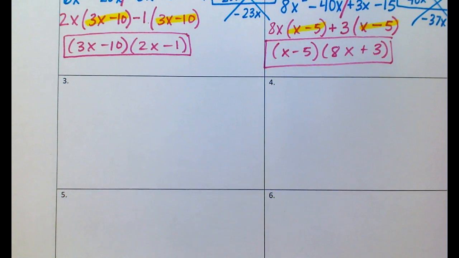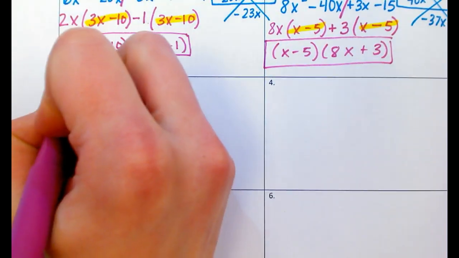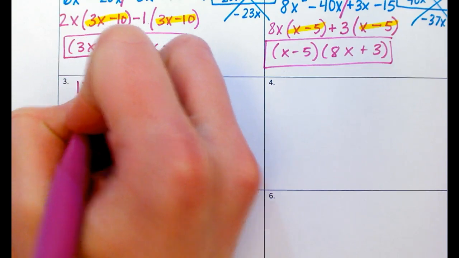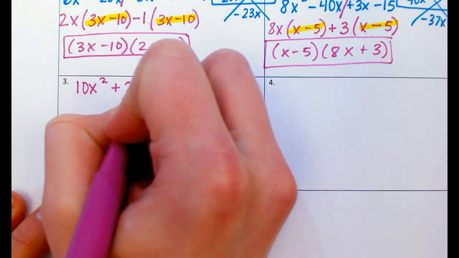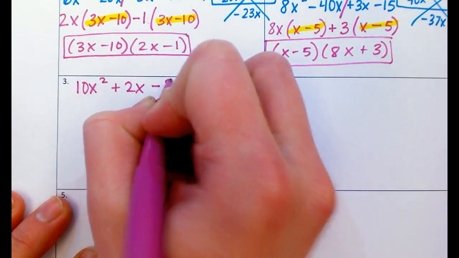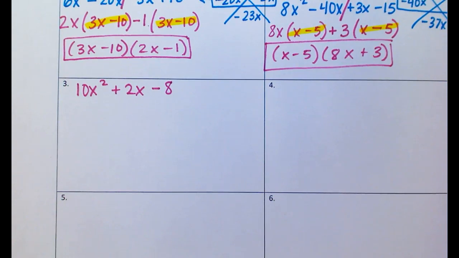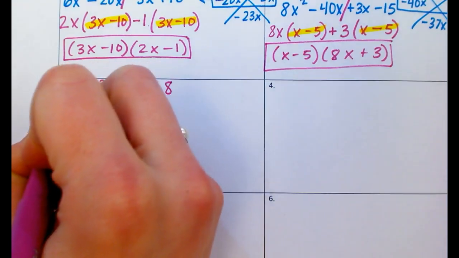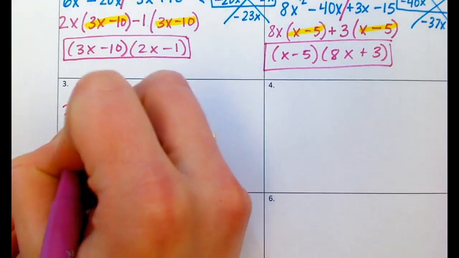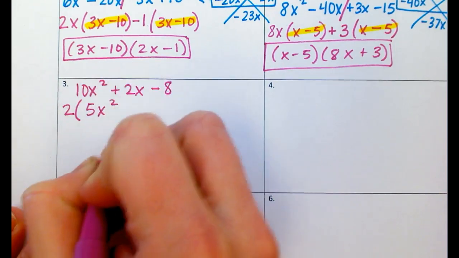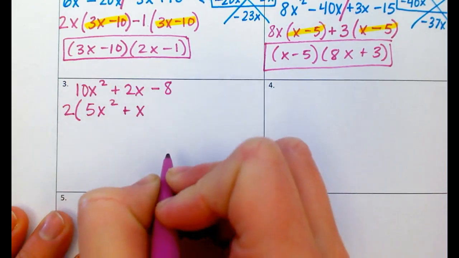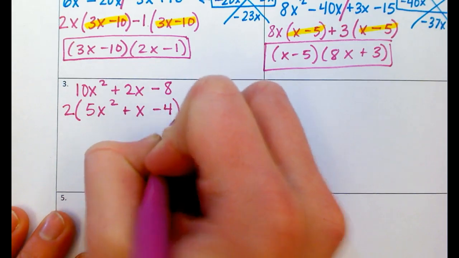Our problem is 10x squared plus 2x minus 8. Now before we factor this, you might notice something. We have a GCF. No matter what method you use, always factor out your GCF first. So I'm going to factor out a 2, which leaves me 5x squared plus 1x minus 4.